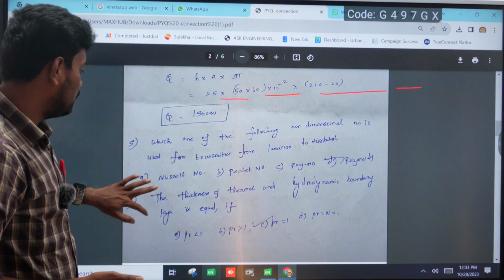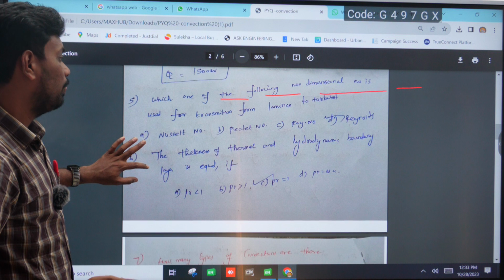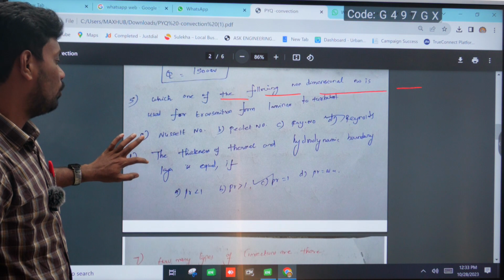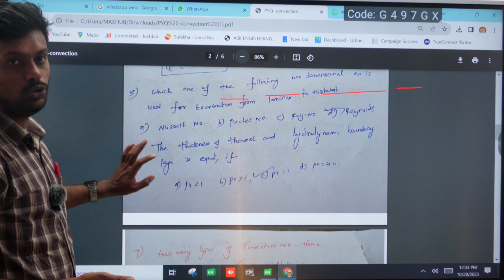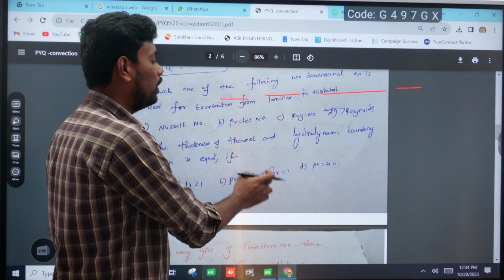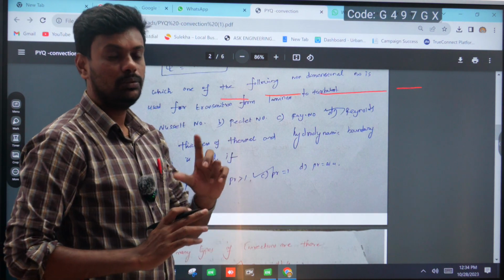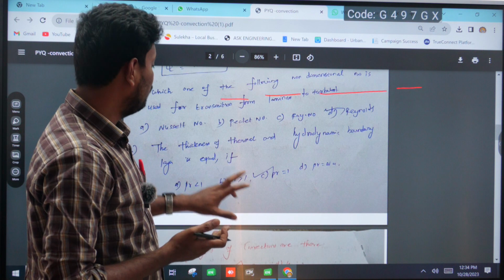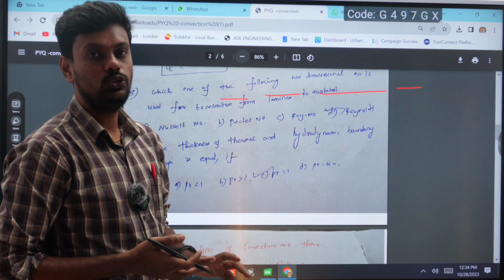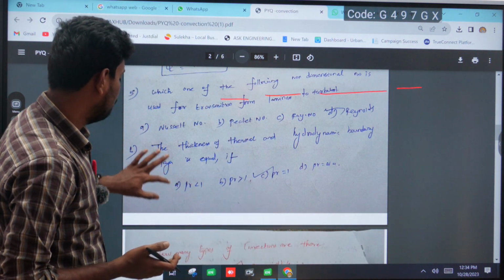Next one, the thickness of the thermal and hydrodynamic boundary layer is equal if Prandtl number is equal to 1. When Prandtl number is equal to 1, then the thicknesses of both the hydrodynamic boundary layer and thermal boundary layer will be equal. Okay, that is the answer.